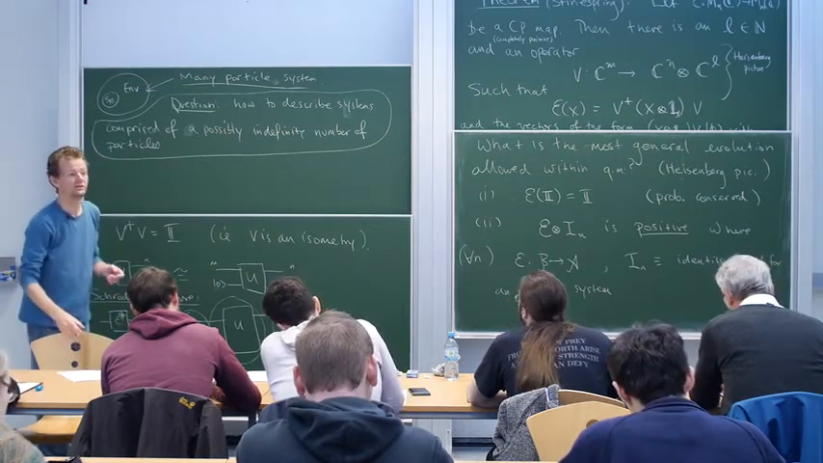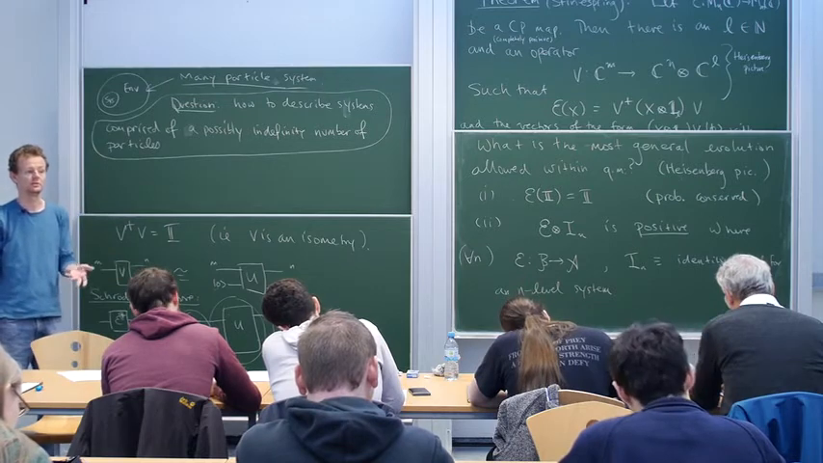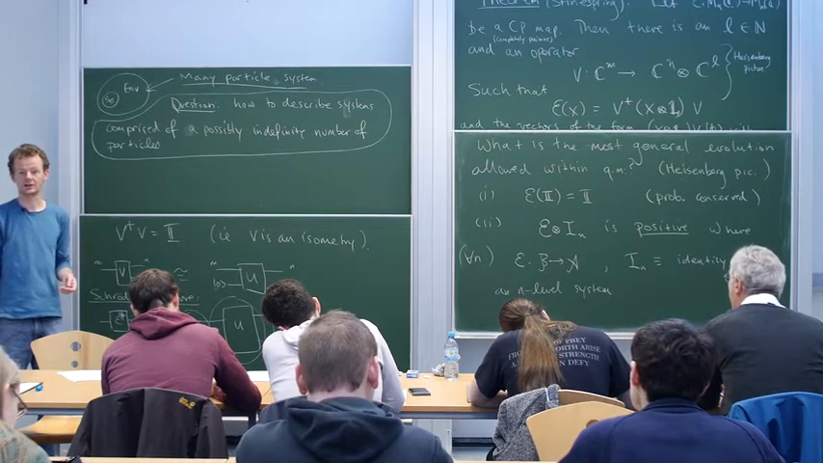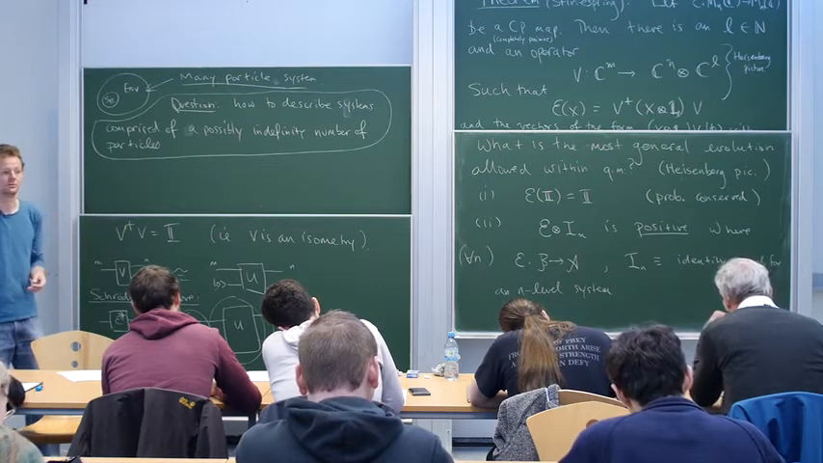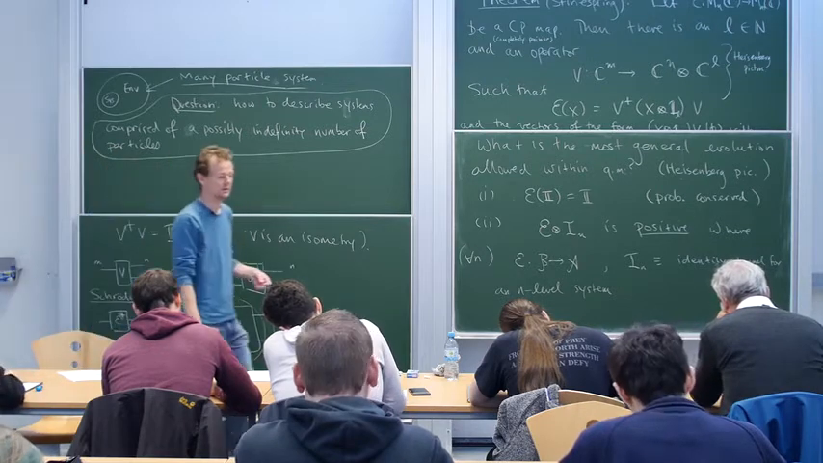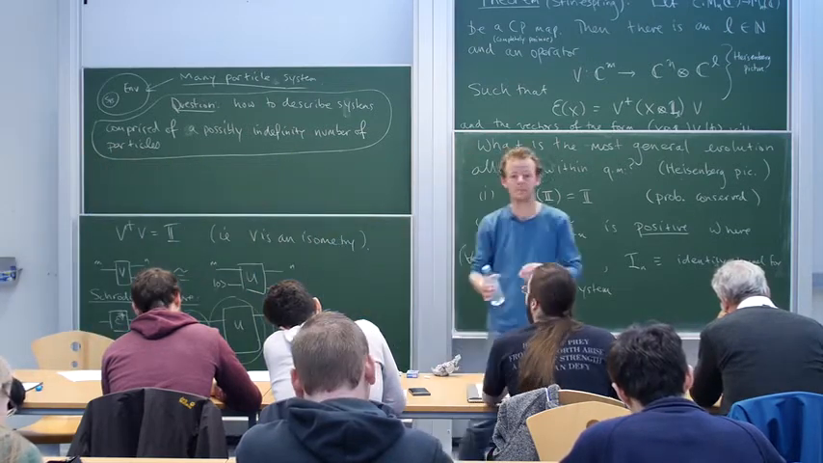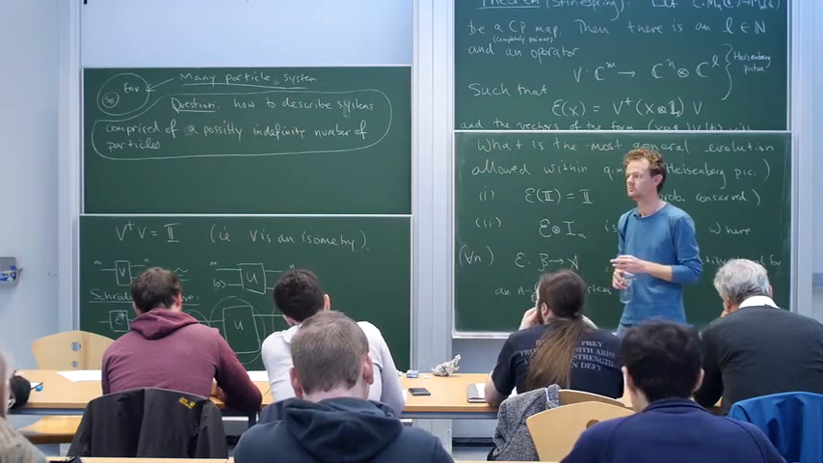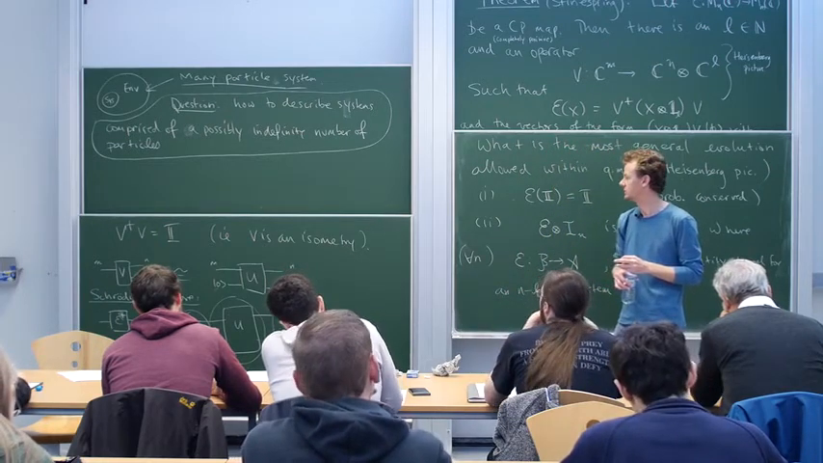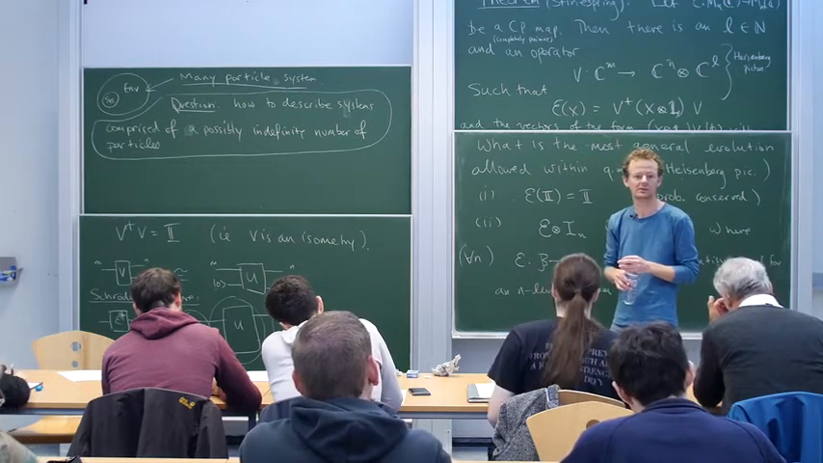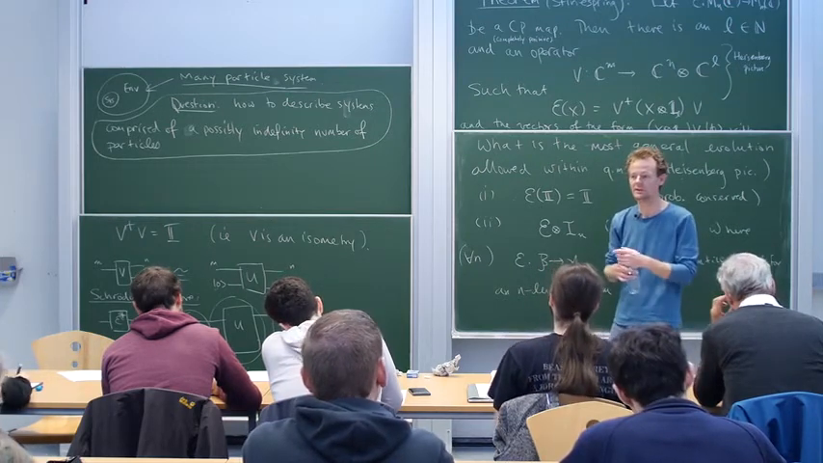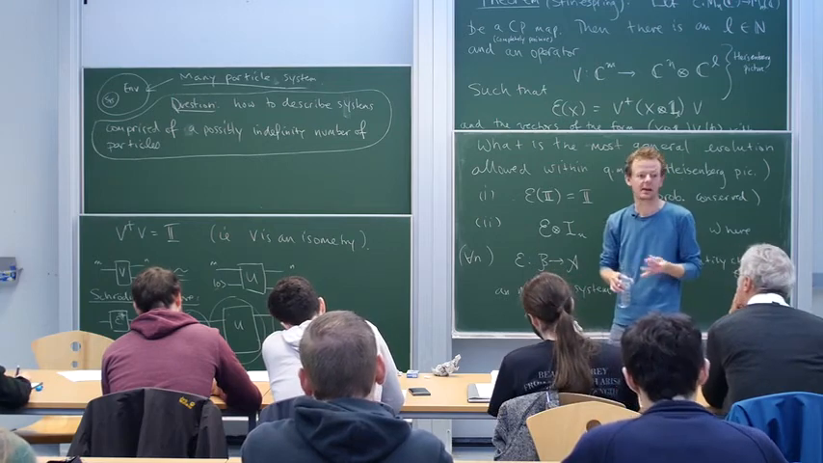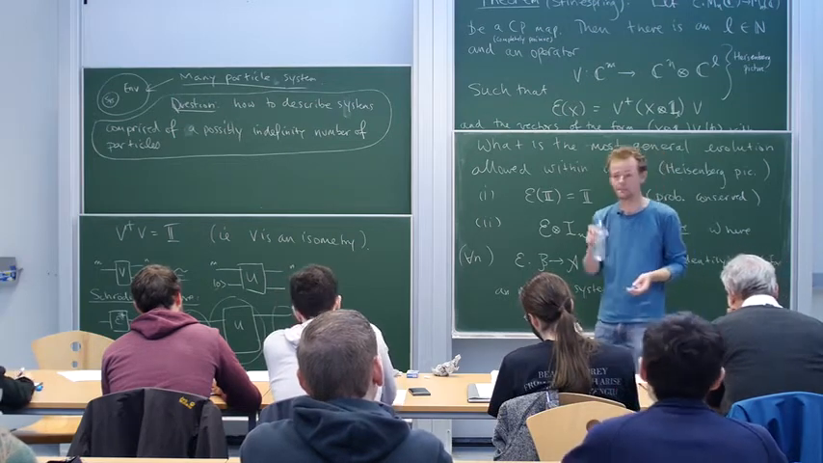So indefinite means that particles can be created and or destroyed. And that's the case for very many systems. The electromagnetic field is a good example. In solid-state physics, systems where Cooper pairs can be created and destroyed, there can be an indefinite number of particles.